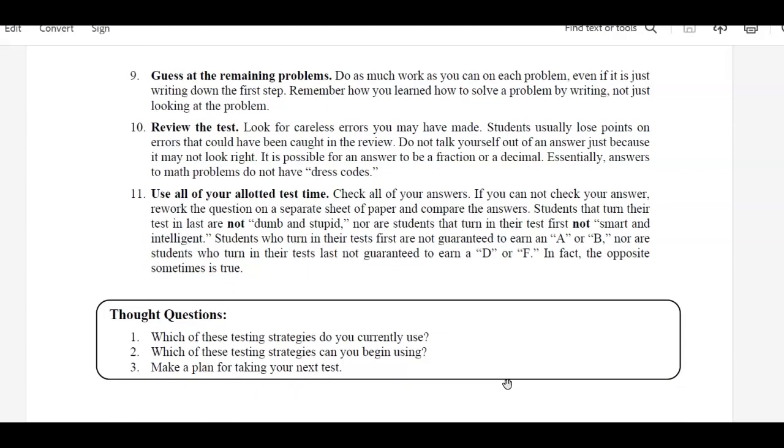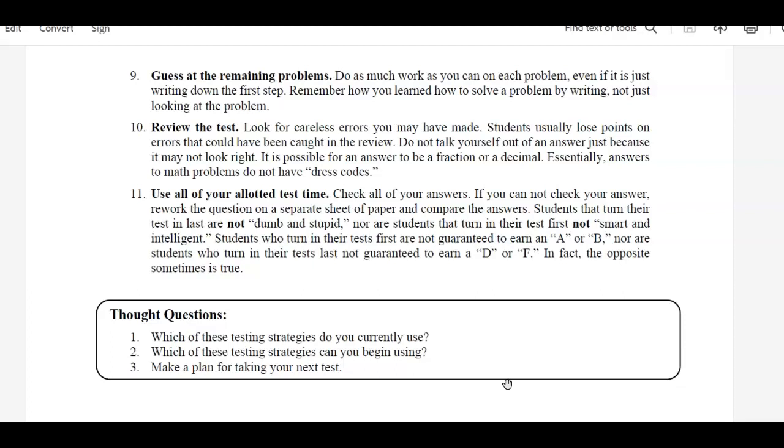Anything that's left after that you don't know how to do, go ahead and guess. It is so much better to guess than to leave something blank. Leaving something blank gives you absolutely no chance. And then number 10, review your test. Look for careless errors. Sometimes, people lose points because they left off a negative or just things like that. So make sure that you review the test.